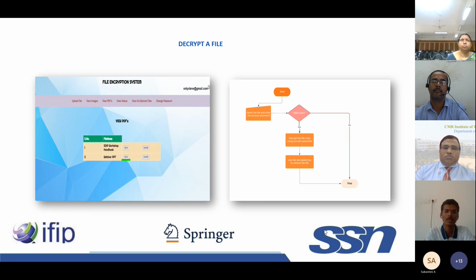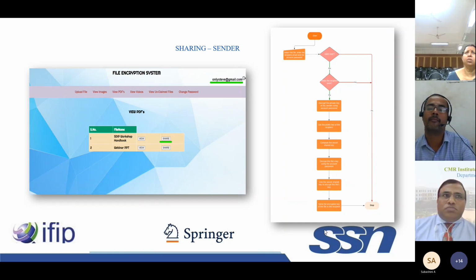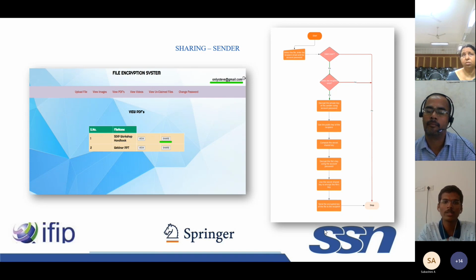Also, a user will be able to share the file that he has encrypted with other users within the same organization. In this context, we have used the concept of Diffie-Hellman. The user selects the file that he wishes to share, and enters the account password. Using the account password, in the backend, the user's private key is retrieved by decrypting the private key which was previously encrypted, and the file's key is also decrypted.